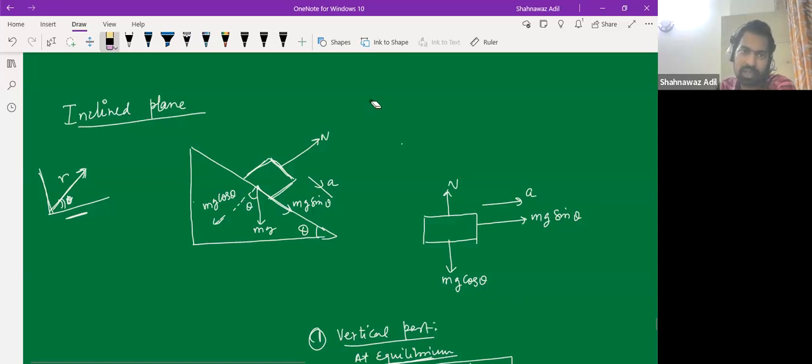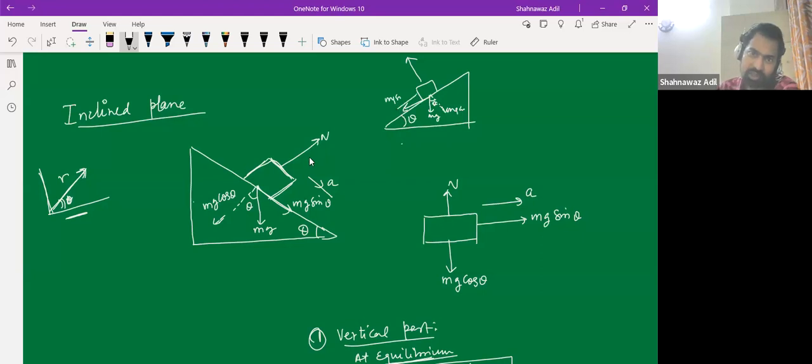I can also draw it like this. This is my inclined plane, and this is my theta, and this is the object. This is the normal reaction. This is the mg. This is the normal, right? This is theta. So this is mg cos theta, and then this is mg sine. So this will slide in this direction.